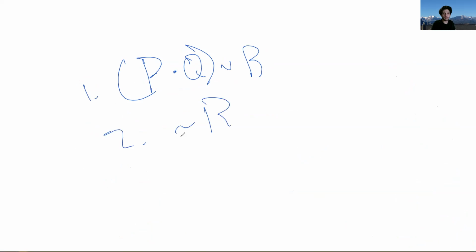So the idea here is we had this argument: P and Q, or R, and not R. So we believed two things here. And then from there, we wanted to be convinced of P.